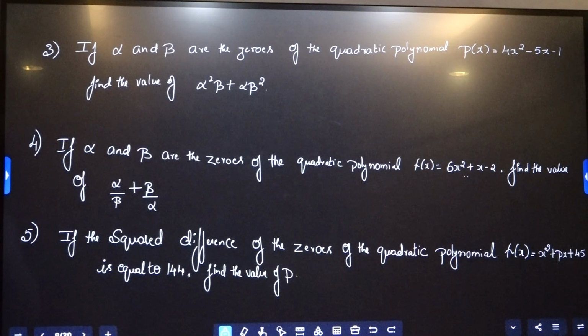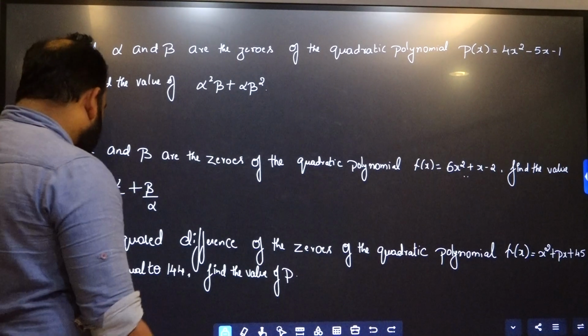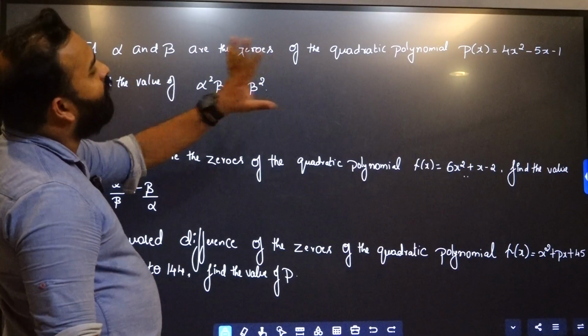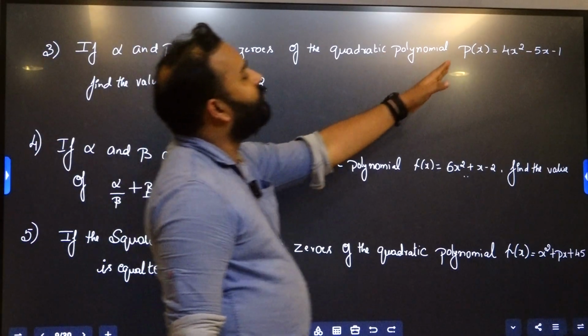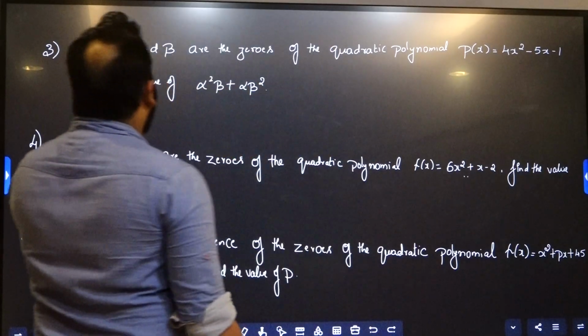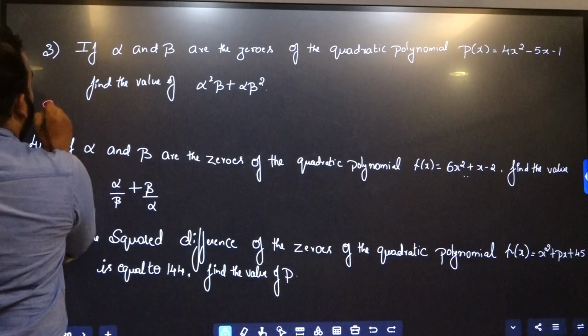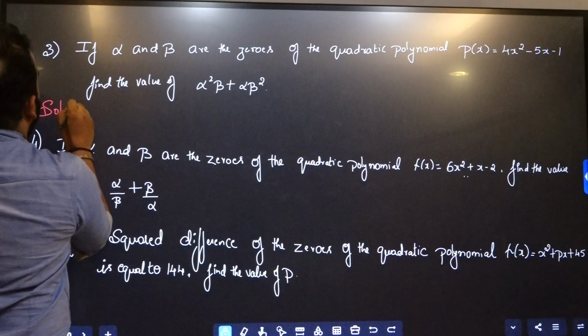Your third, fourth, and fifth question. It's easy and simple, but look at this carefully. What happens here? Alpha and beta are the zeros of the quadratic polynomial P of x given as 4x square minus 5x minus 1. Find the value of alpha square beta plus alpha beta square. Look at this, children. Let's solve this here.